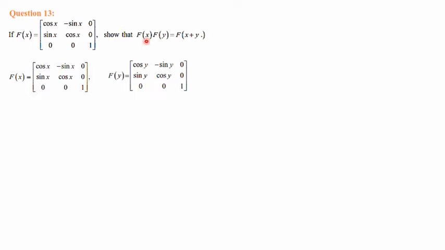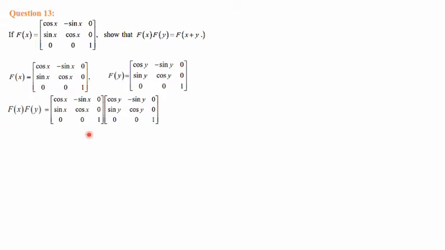Then we have to go for multiplying f of x and f of y. So f of x into f of y is equal to, here the order is very important. You should not change the order because matrix multiplication is not commutative. F of x into f of y is equal to first f of x, second f of y. Then matrix multiplication we know: first row with the first column, then we will get the first element, first row with the second column, then we will get the second element of the first row in the resultant matrix, first row with the third column and so on.